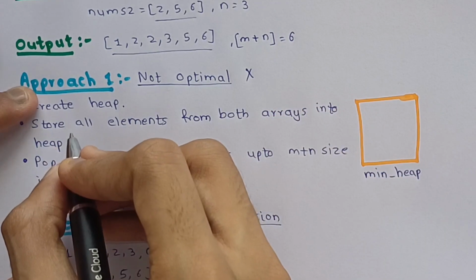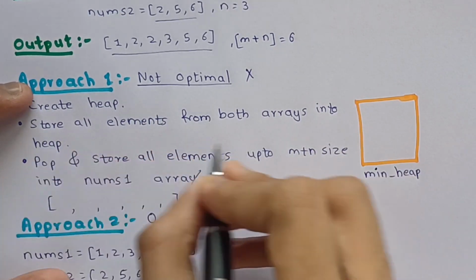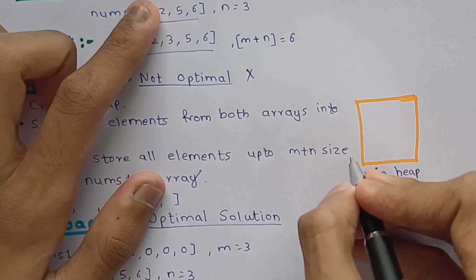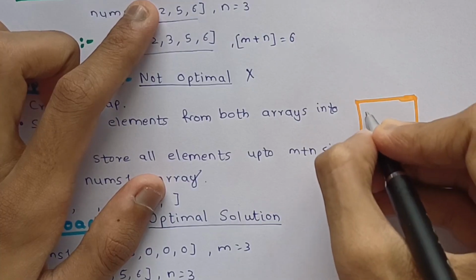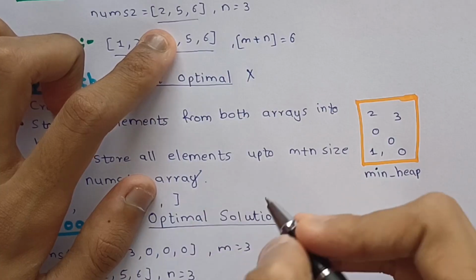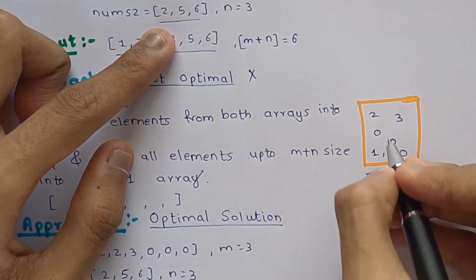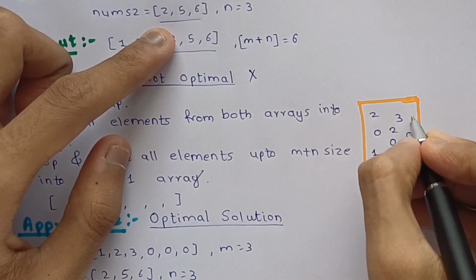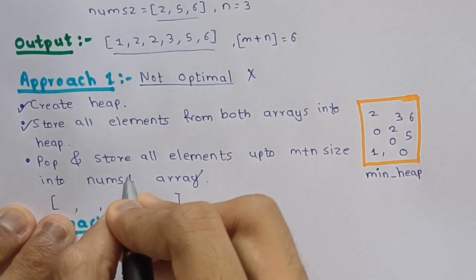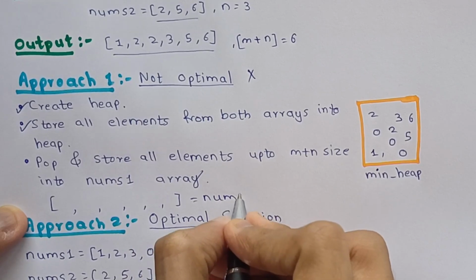So first we will create a minimum heap, and then we will store all elements from both arrays. First we will store from nums1, which is 1 2 3 0 0 0, and after adding the nums1 array, now we will add the nums2 array, which is 2 5 6. Now we have created the heap and stored all elements. Now we will pop all elements and store them into the nums1 array. This is the nums1 array.